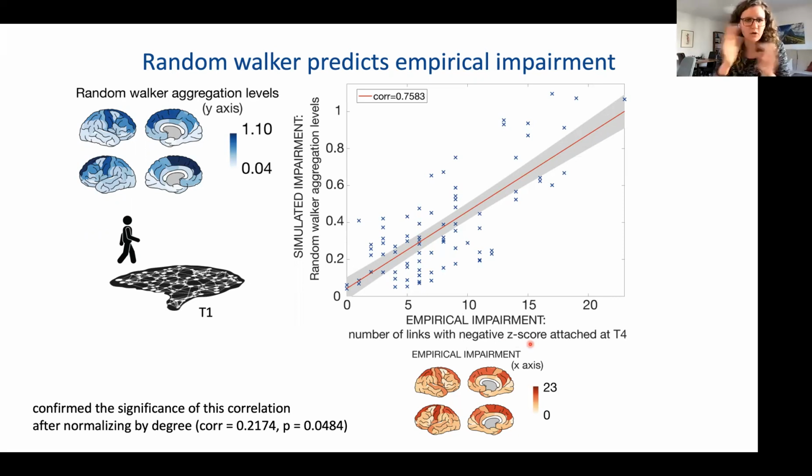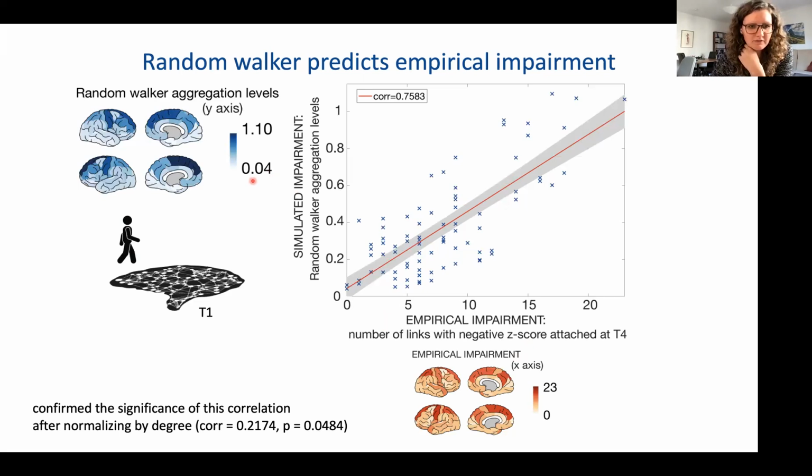So when we know this for all links, we want to look at regions, and we will just count. Taking the node strength of each node, we count how many negative Z-score links are attached to a certain region, meaning this region has a lot of links attached to it that are weaker than in controls. So this is our empirical impairment, how you normally do it. You see a very high correlation. You see that we can predict some impairment here, which is great.